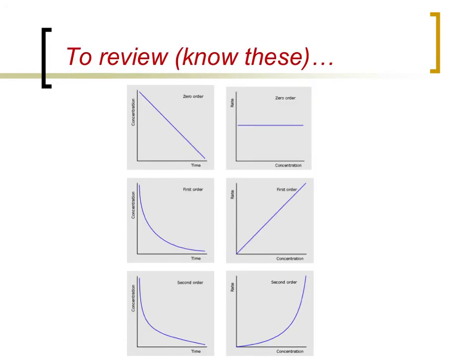So these are all very important graphs. You should be able to identify which order reaction you have based on the shape of either of the graphs, rate as a function of concentration or concentration as a function of time.